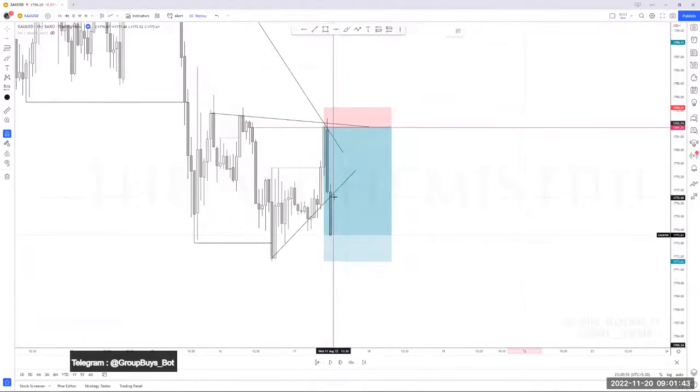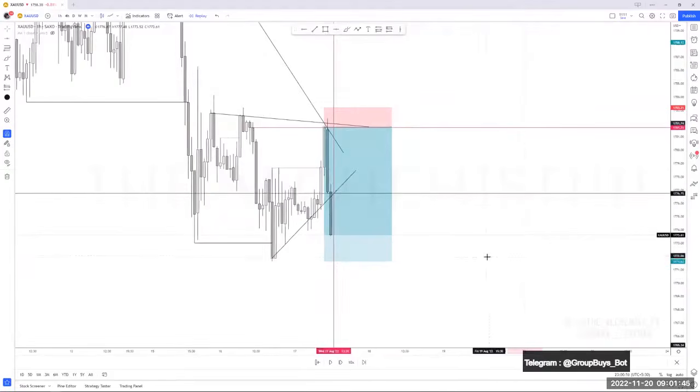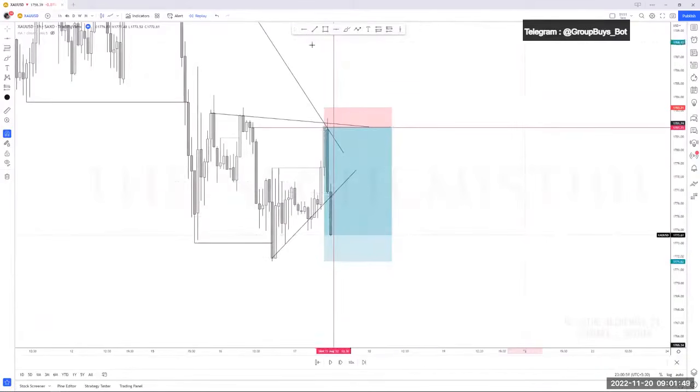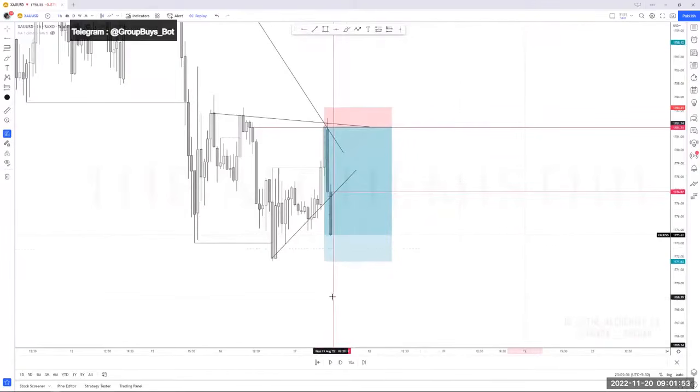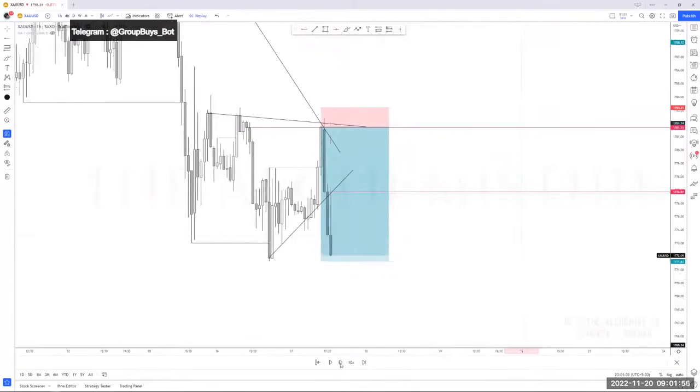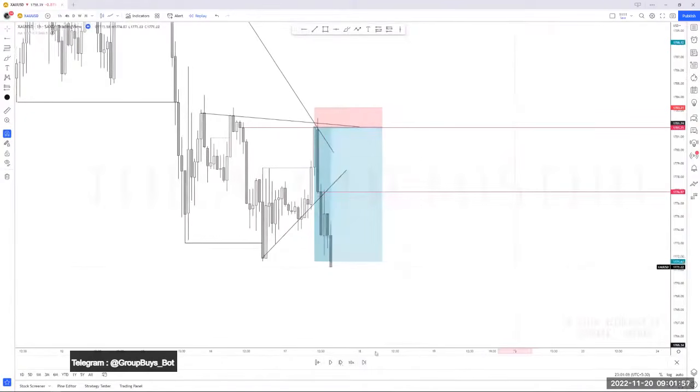So where is the trend line tapping into? Here. Can you see that? Right here. Which means that is the imbalance, or else once again the open close levels. So what happened? Look at this. Exactly. Another drop. Can you see that?